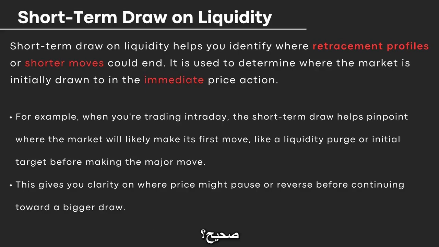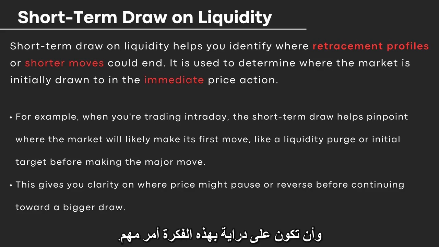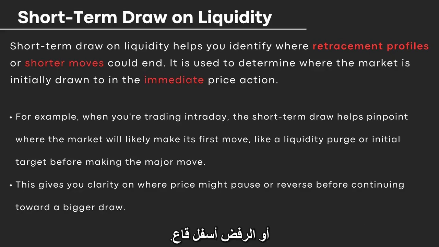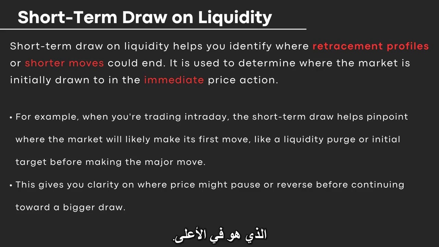You get the idea, right? And you would want to look for longs after price does either of these things, right? And being aware of this idea is important. You're going to first anticipate a retracement profile so that price could rebalance that range or reject below low, and only then you'll look for longs towards that particular drawn liquidity which is higher.